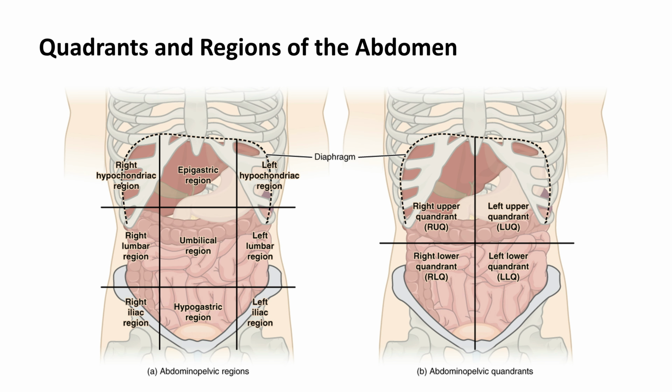This is your quadrants and your regions of the abdomen. So these are a big deal. You should know these and learn these different regions and the quadrants here for you, and which organs they contain.